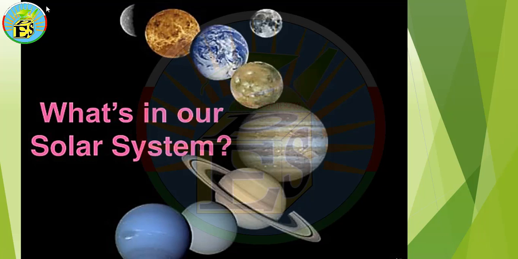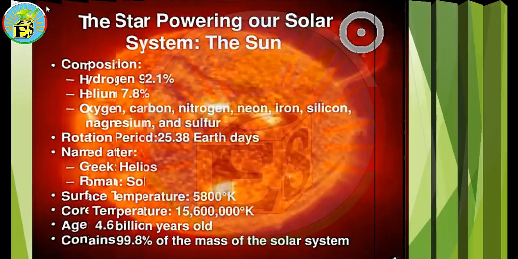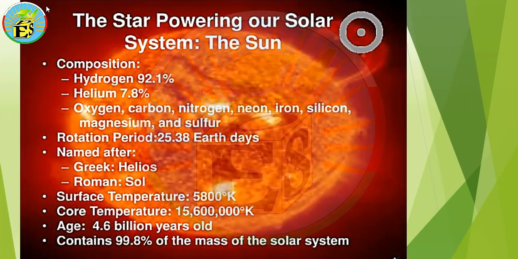Our lesson today will speak about what is in our solar system. We will recognize the solar system objects. The main source of energy in our solar system is a star. Powering our solar system is the sun. The sun is the main life source on our Earth and in the whole solar system.